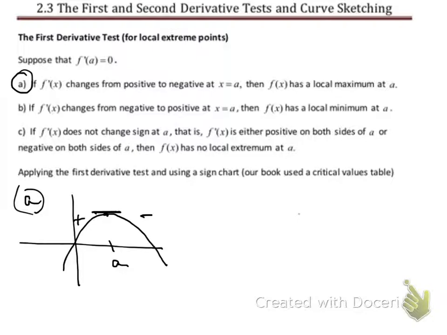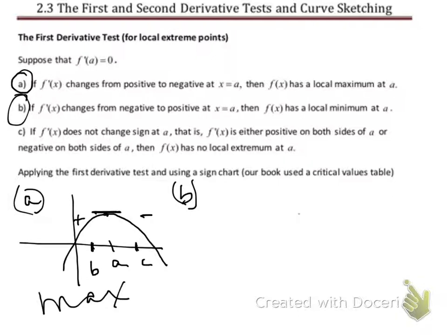If I test the slope at this little point, B, by plugging B into my first derivative, I will get a positive slope. If I test this point, which we'll call C, by plugging C into my first derivative, I will get a negative slope. So when my slope goes from positive to negative with a 0 slope in between, I have discovered a max.